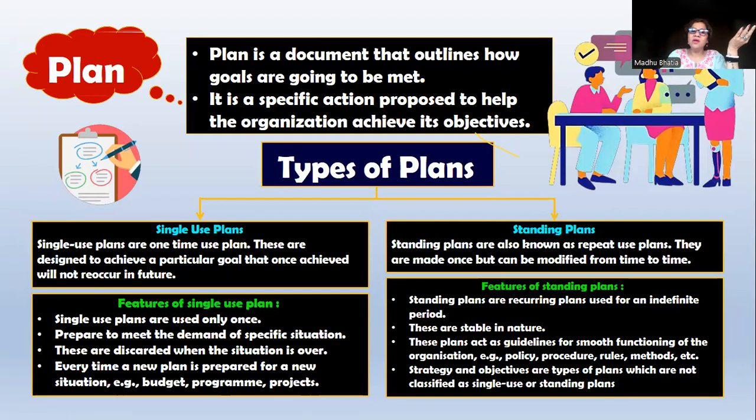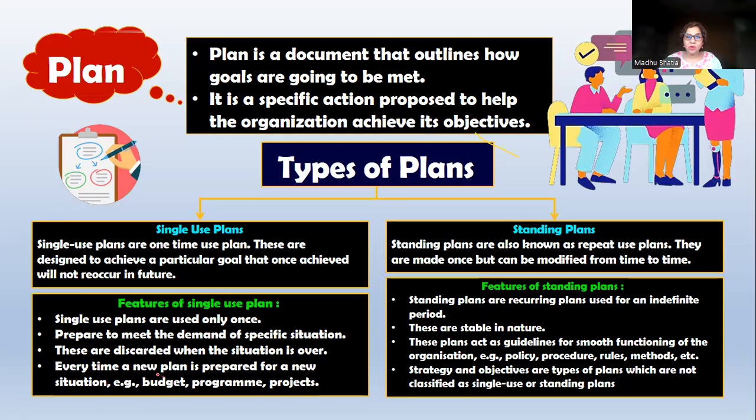So single-use plans are the ones which can be used only one time, and then they will have to be redone. They have to be tweaked, processed, and modified to be used again. And standing plans are the ones which are repeat plans, which can be used again and again. Yes, modification is required there also, but they can be used again and again. Features of single-use and standing plans are there right on the front of your screen. So single-use plans are used once. They are prepared to meet the demand of a specific situation. They are discarded or done away with once they have been used.